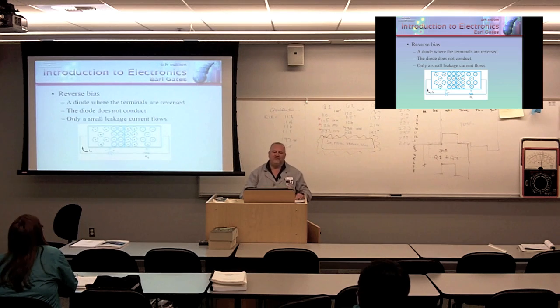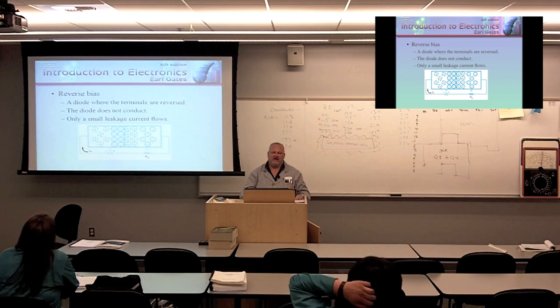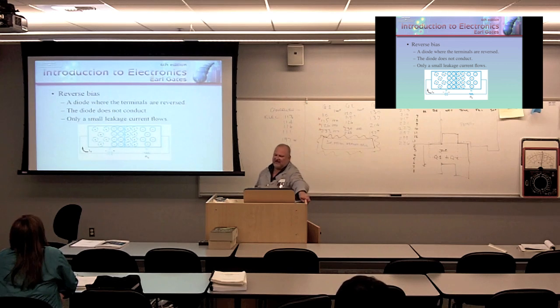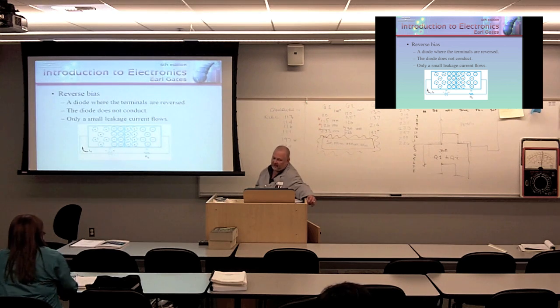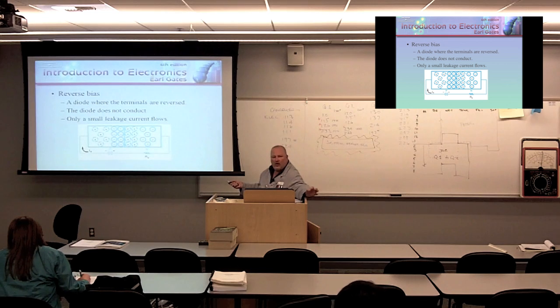Next thing we're going to talk about is reverse bias. Again, the magic of a diode. When you reverse bias a diode, the terminals are reversed, meaning we're going to put a positive on the N material and a negative on the P material. When we do so, the diode will not conduct.